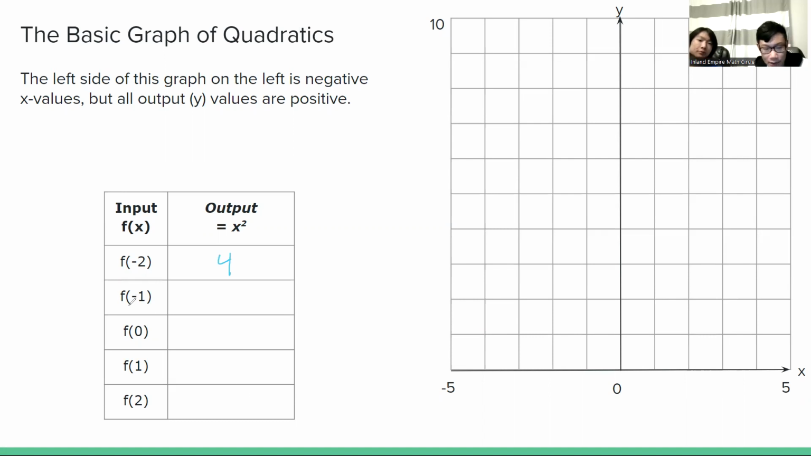And -1 squared is -1 times -1, which equals 1. And 0 squared, of course, is 0 times 0, which equals 0. 1 is 1 times 1, which equals 1. And 2 is 2 times 2, which equals 4. So you see we have a similar pattern to what we had earlier with absolute value. You can see that everything here is sort of repeating. And once we graph that, we'll see a little more clearly what that looks like.